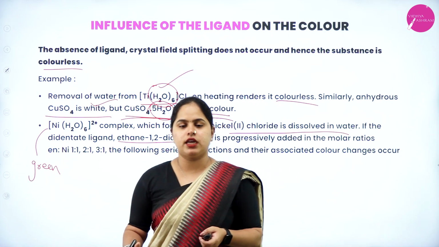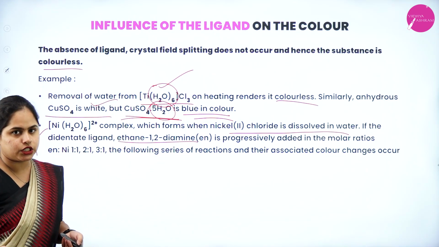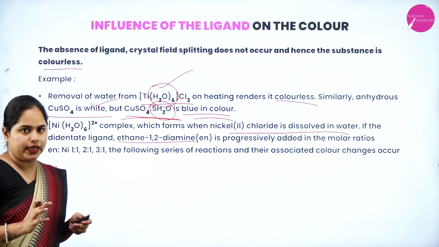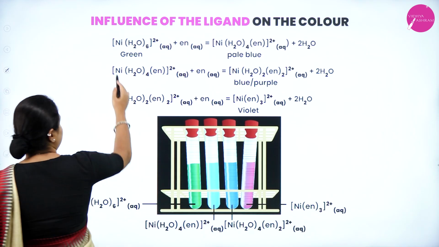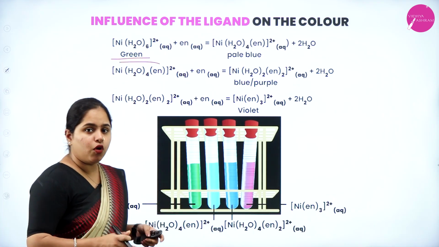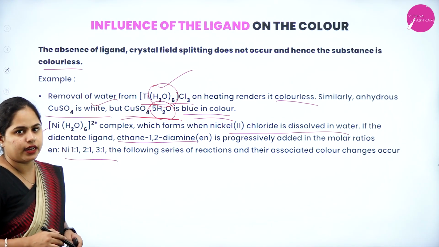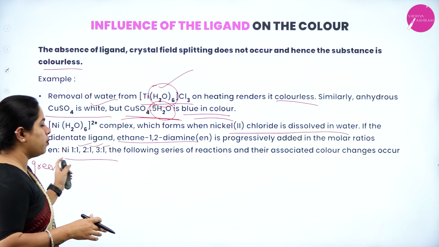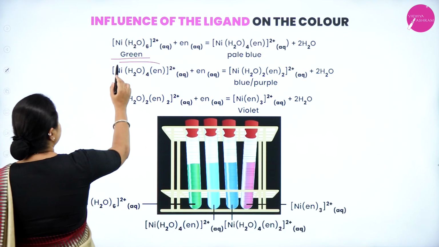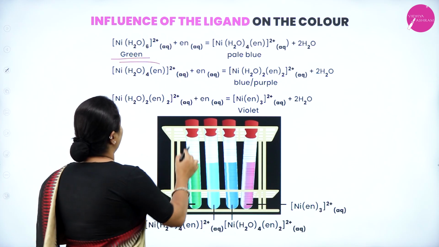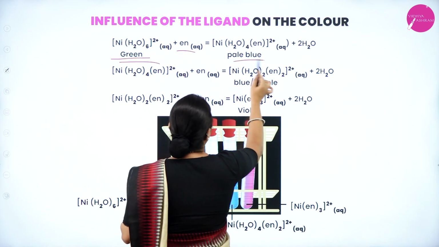So what we are going to see here now is what happens to the color of the coordination compound when we add a ligand to it, to show the importance of the ligand. Initially the color of [Ni(H2O)6]2+ is green. Now we are going to add ethane-1,2-diamine in the ratio 1:1, 2:1 and 3:1. Here the coordination compound remains the same, but we are adding some extra ligands. Initially the color would be green, to which we are adding ethane-1,2-diamine. Now a new coordination compound is formed which has a pale blue color.